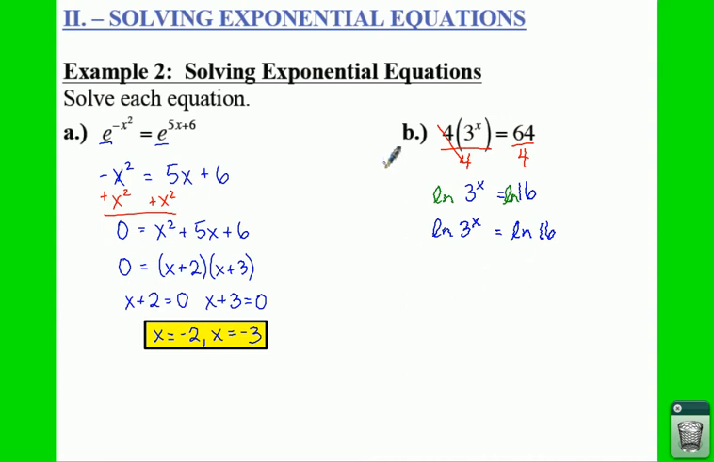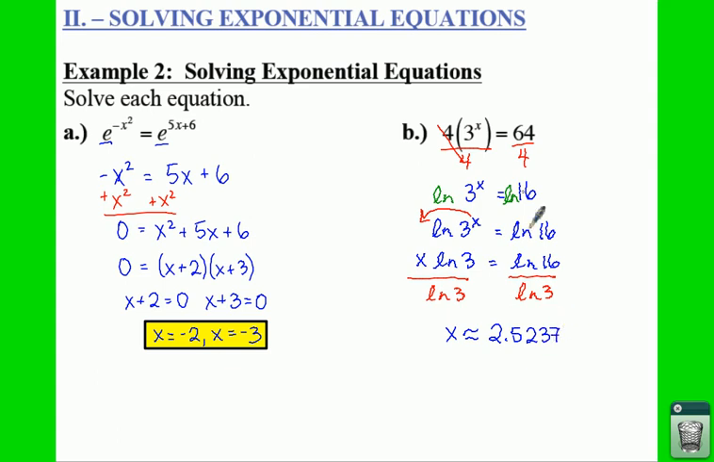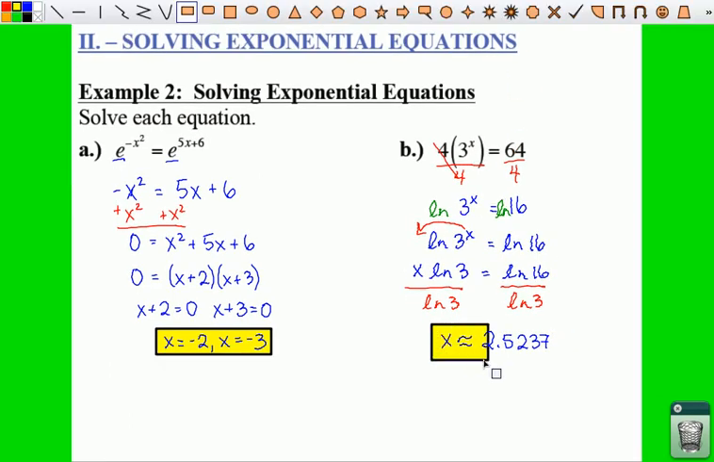Wow, that's a little scribbly. And then this x is going to move to the front. So when that x moves to the front, you get x times the natural log of 3 equals the natural log of 16. And you're going to divide both sides by the natural log of 3 now. And remember, when we plug these into your calculator, you're going to round to the nearest fourth decimal. So we're going to end up with 2.5237. Pretty decimal.